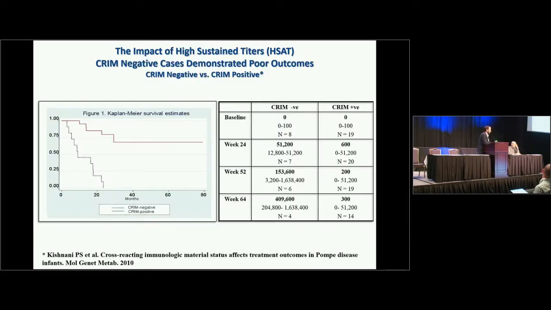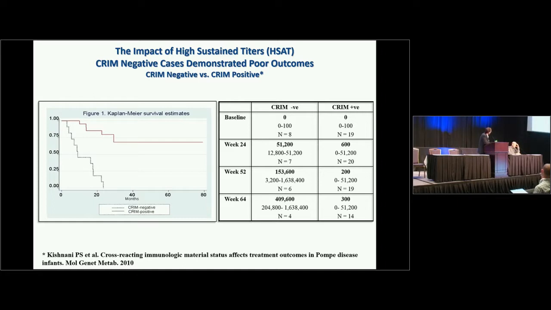The result of this CRIM-negative status is a poor clinical outcome looking at long-term results from ERT. So you can see the survival curve with the dotted line for CRIM-negative patients and with mortality, whereas the solid red line for CRIM-positive patients is clearly better.